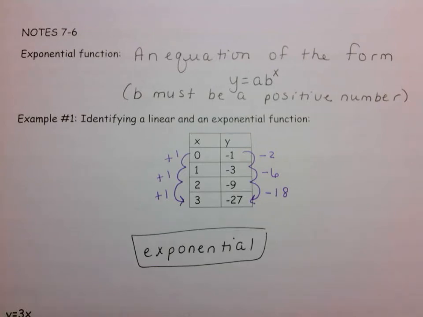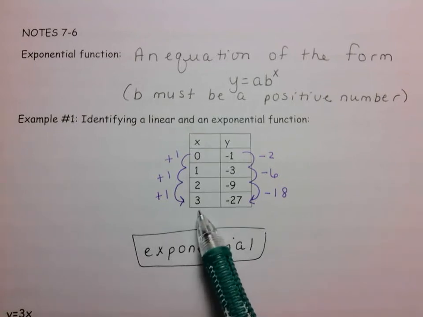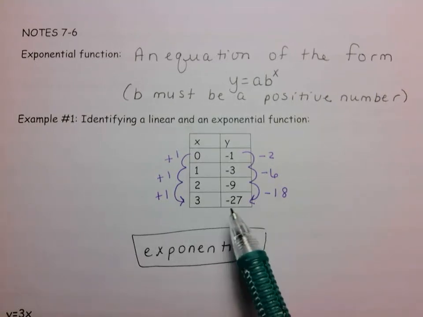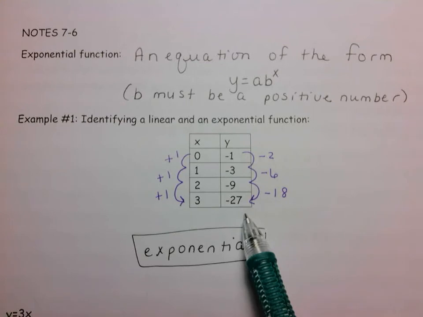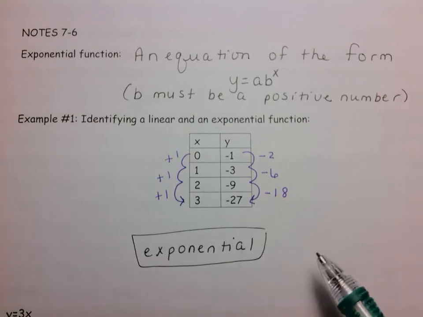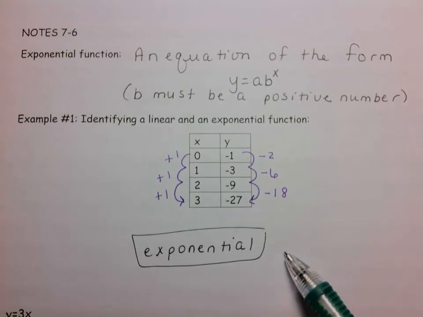The first example is an example of an exponential function. So how do I know that this is not a linear function? Well, my slope or my rate of change is not consistent. Every time x goes up by 1, y is decreasing by a faster and faster rate each time. So this is an exponential function.